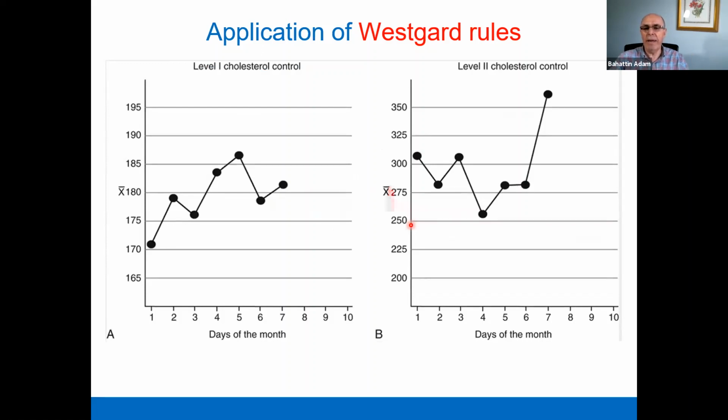If you have a result which is beyond 3 standard deviation, which we call the 3S rule, then you will reject the result. You don't release the patient's results, okay? Now let's stop here.